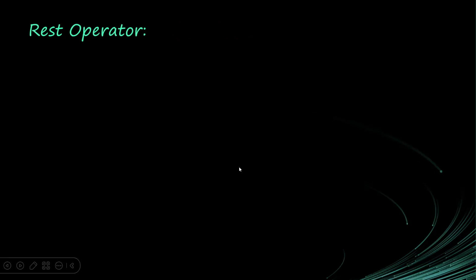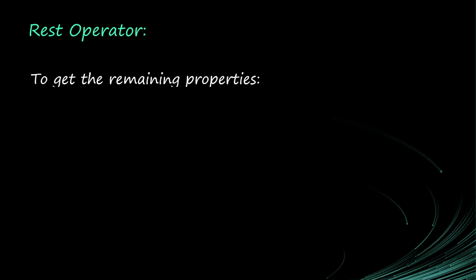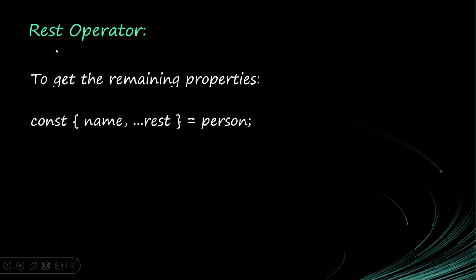So there's something we call the rest operator to get the remaining properties. Now, let's say you want to destructure an object, but you don't want to destructure all of them. You maybe want to take the first value, and the remaining ones, you want to put them together. So that is where you use the rest operator.